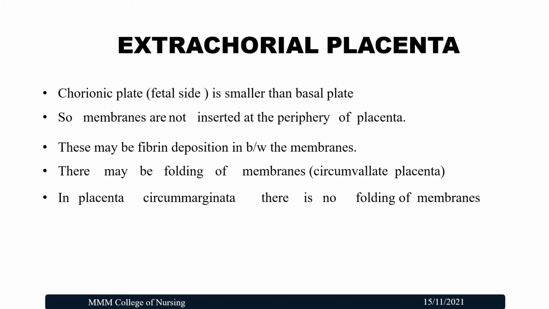The sixth one is extrachorial placenta. Extrachorial placenta is another type of placental abnormality. The chorionic plate, that is on the fetal side, is smaller than the basal plate. So the membranes are not inserted at the periphery of the placenta. There may be fibrin deposition in between the membranes. There may be folding of the membrane, that is circumvallate placenta, and in placenta circummarginata there is no folding of the membrane. These are the two types of extrachorial placenta, circumvallate placenta and circummarginate placenta.